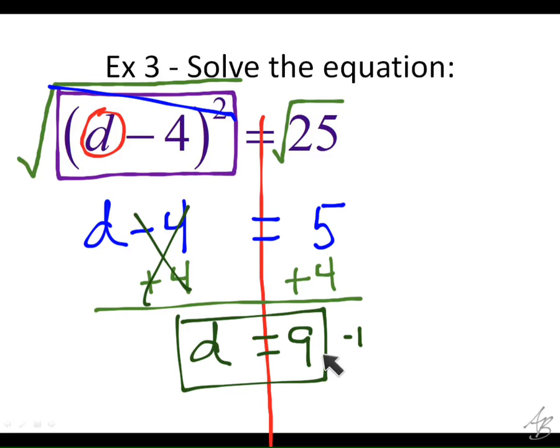And if you check your answers, you put the 9 in here for the D. 9 minus 4 is 5. 5 squared is 25, so that works. If you put negative 1 in here, negative 1 minus 4 is negative 5. Negative 5 squared is positive 25, so that works. So you have to be careful. If you do put the negative answer in, be sure you get the right one. So this one is not actually positive or negative 9, but it's going to be a positive 9 or a negative 1. Okay. Next one.